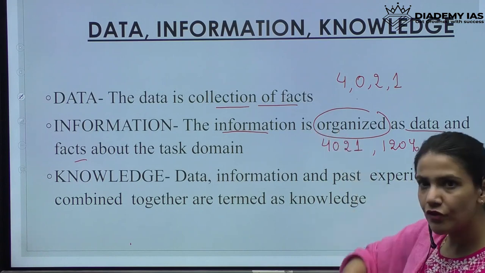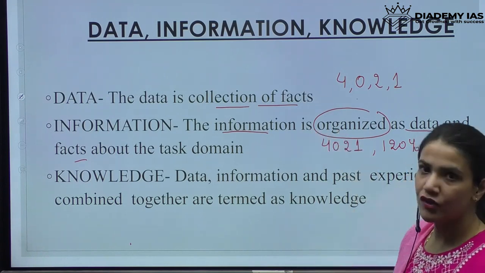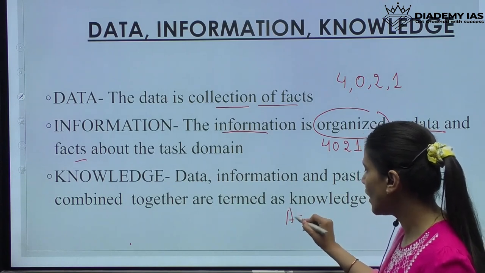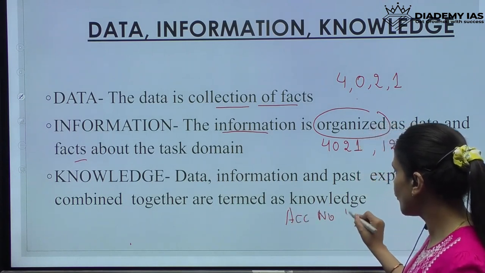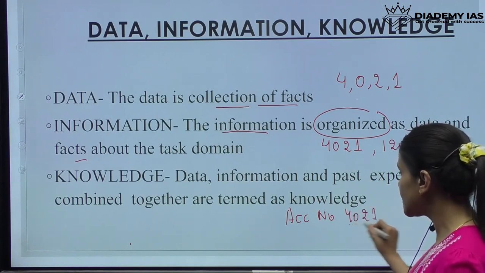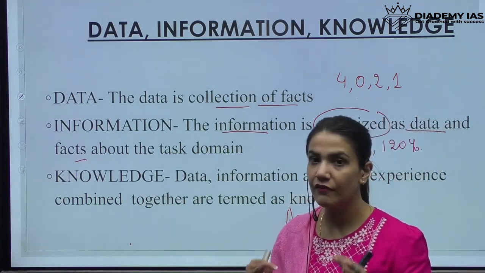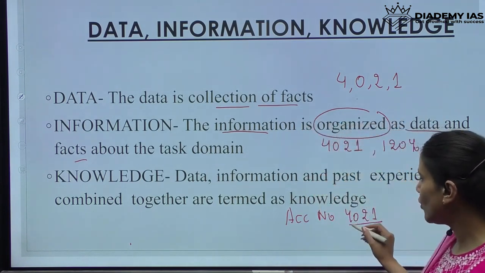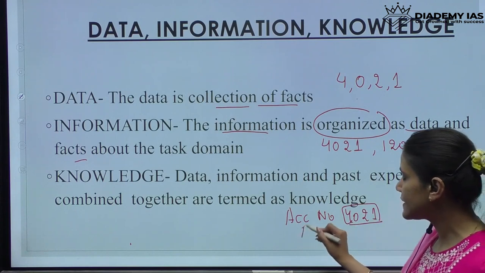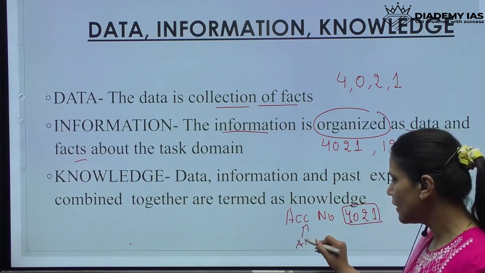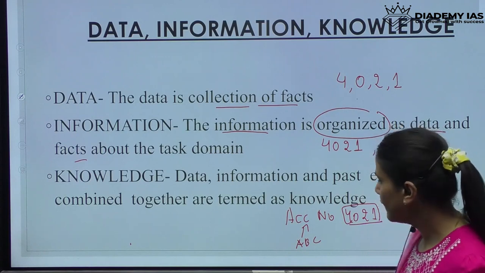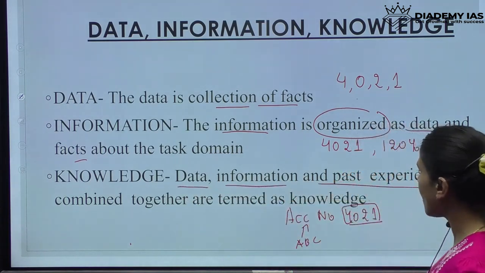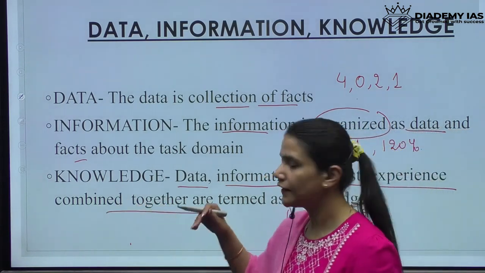Then moving on from information, the part of knowledge comes in. Let's say there is a person ABC and his or her account number is 4021. Now this particular four-digit number is holding a very strong value, a very strong knowledge for any person to understand. This number is ABC's bank account number. Similarly, data, information and past experience all combined together are termed as knowledge.